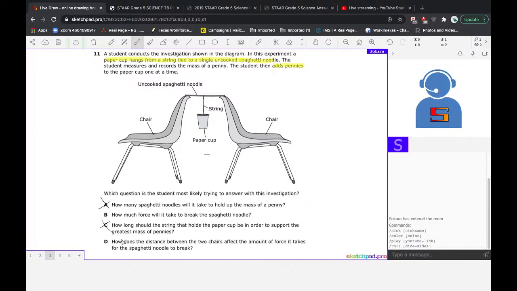Now let's check option D. How does the distance between the two chairs affect the amount of force it takes for the spaghetti noodle to break? We're not changing the distance between the chairs, so we can't be measuring which distance is the best fit, or whether it is better to have a greater distance. So we wouldn't choose answer choice D, and we can cross it out. We are left with option B, so we're going to circle that, and that is the correct answer to this problem.